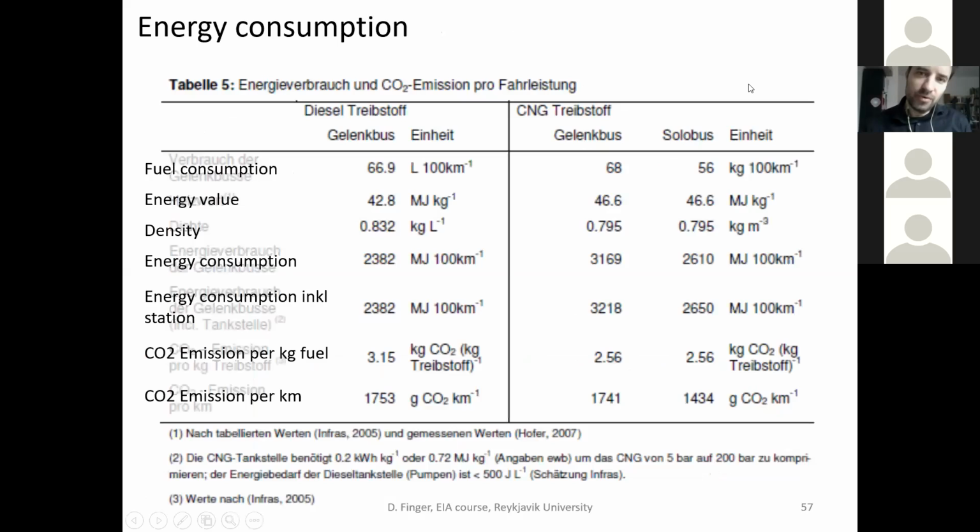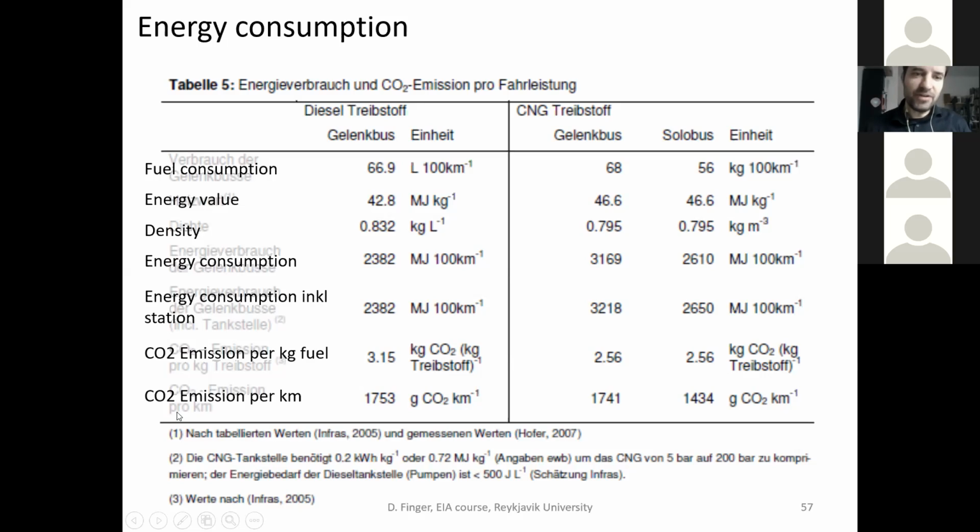So also in our inventory, we included fuel consumption, energy value, density. So these are energy value, energy consumption, including the station. This was an important aspect because some people were concerned that if you have a natural gas fueling station, you require more energy because you need to compress the gas, and that this might impact significantly the energy consumption of the buses.